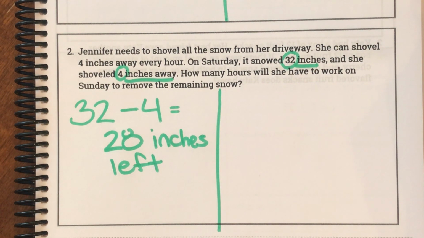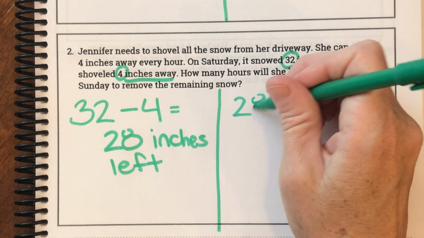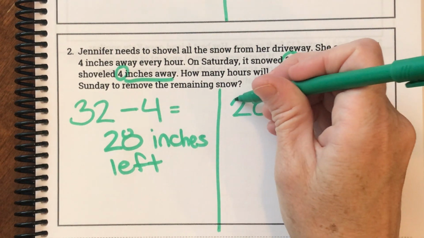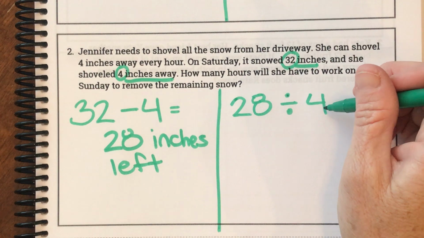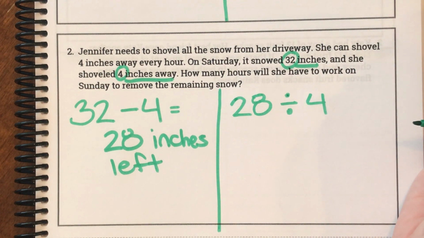And what is she going to do with that 28? She's going to do 4 inches an hour. So she's going to group that 28 inches into groups of 4. When we do that, that's called division. So every 4 is going to be 1 hour.